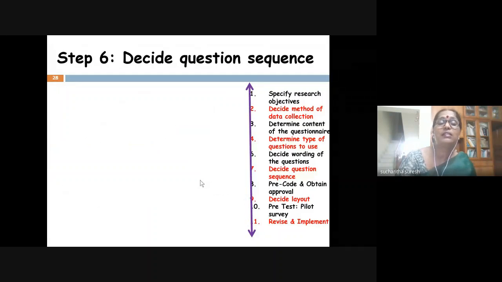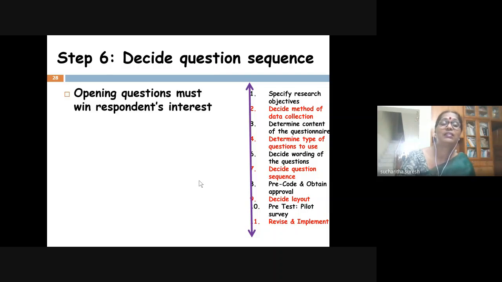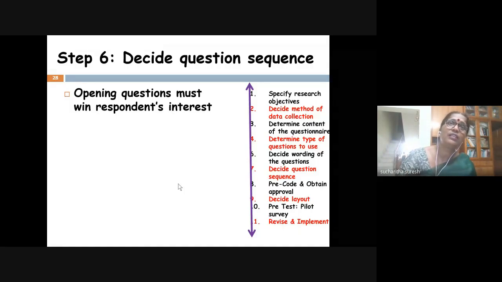Okay. Next is the sixth step. Decide question sequence. What is the meaning of that? That should be like opening questions. That question should win the respondent's interest. Usually people will give demographic data, and it is giving some flow for the people, so that without thinking they can tick, and it will give the flow for the next set of questions. So if you give demographic data first, then they'll start ticking, then you can give your objective related questions.